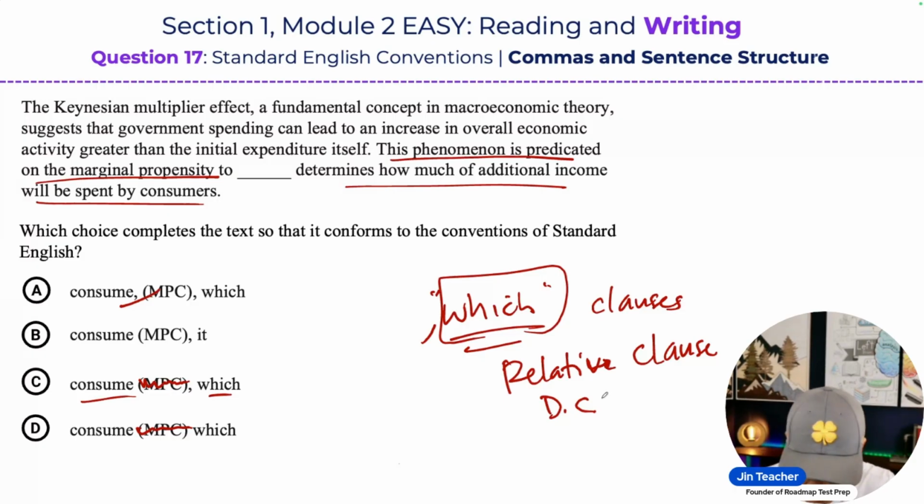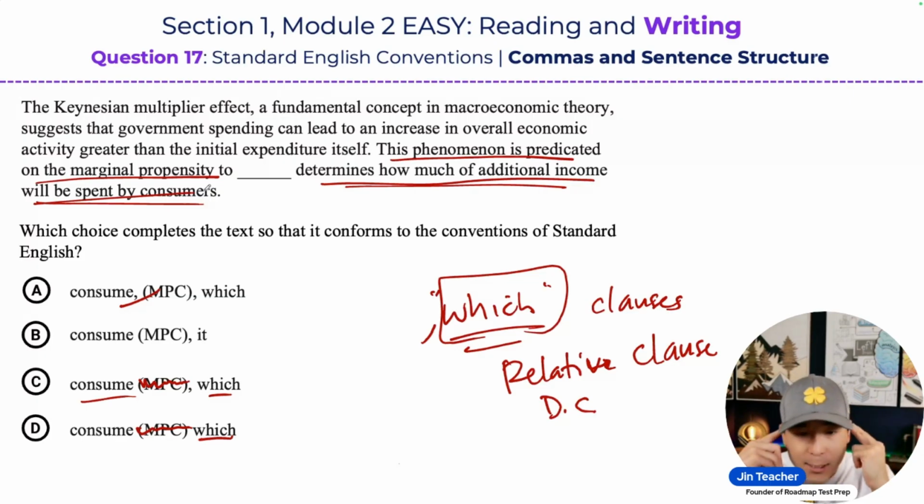So here, when it says "which determines how much of additional income will be spent by consumers," well, what is that describing? What is it talking about? It's referring to or describing this concept called marginal propensity to consume. And so this MPC, the marginal propensity to consume, is a concept that determines how much additional income will be spent by consumers, right? That's the function of this relative clause. So this which clause does that job, okay?